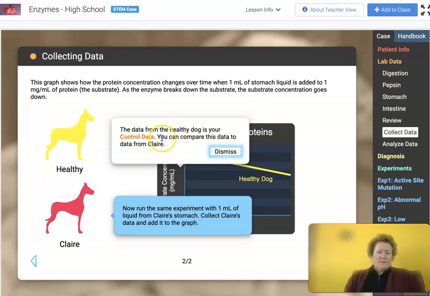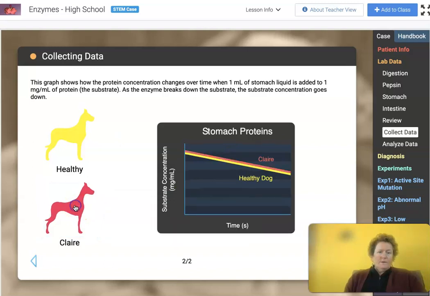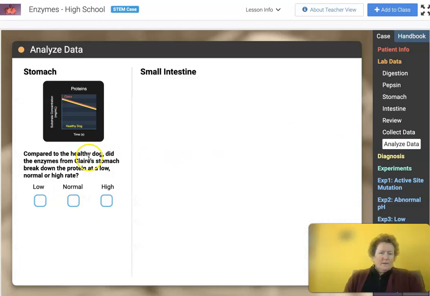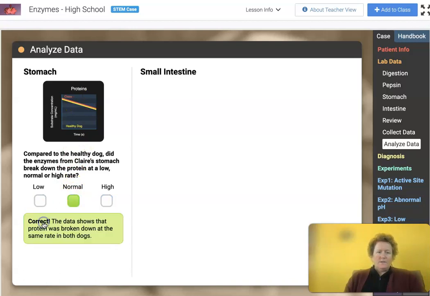The data from the healthy dog is your control data. So we're comparing Claire to a healthy dog. We're going to run the same experiment on Claire. It looks like Claire's stomach proteins are okay. Stomach acids and stomach enzymes are okay because she's got the same data as a healthy dog. Compared to a healthy dog, did the enzymes from Claire's stomach break down the protein at a low, normal, or high rate? Well, since she's at the same rate as a healthy dog, let's say normal.